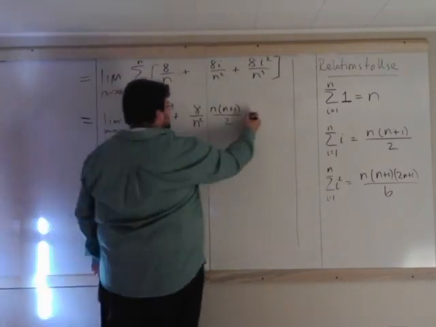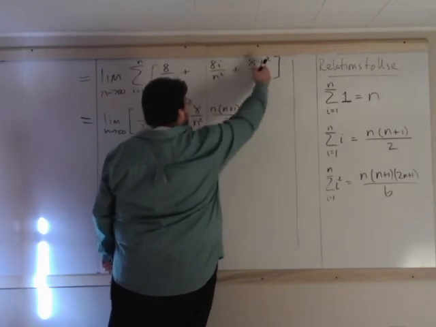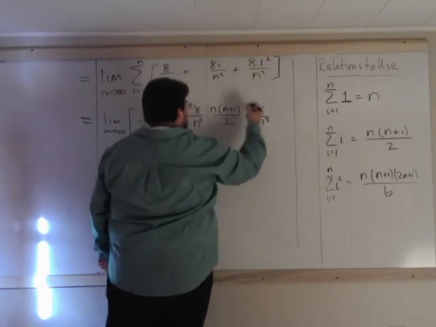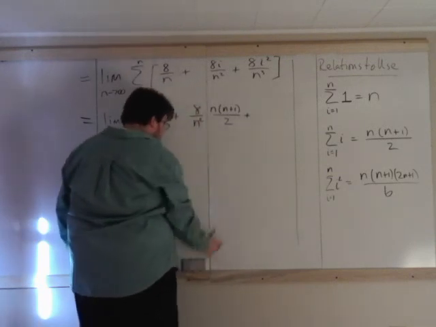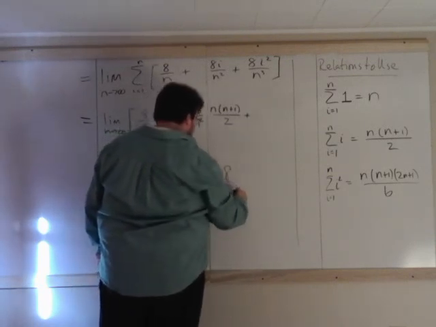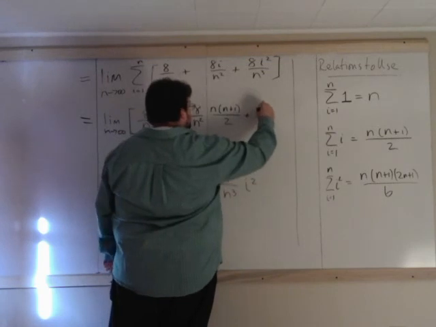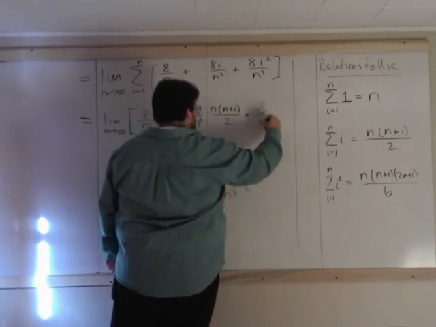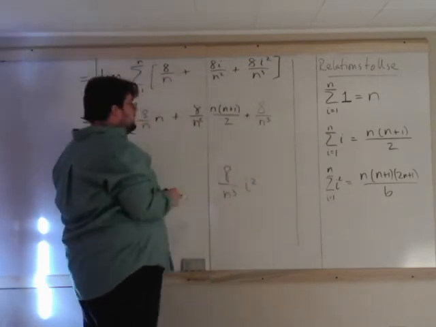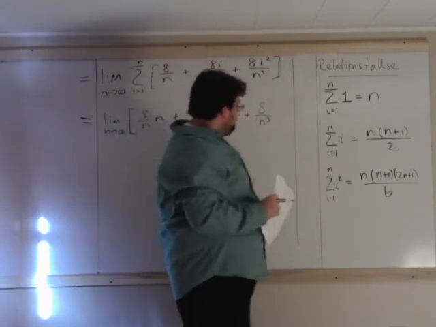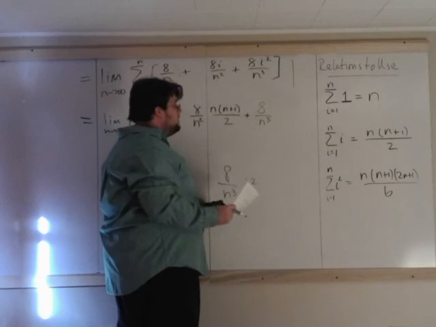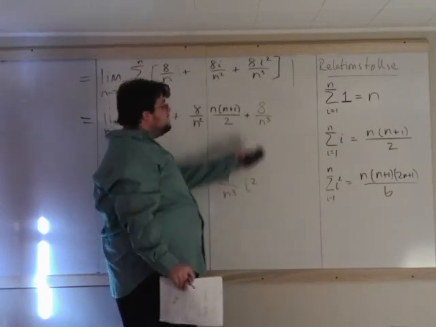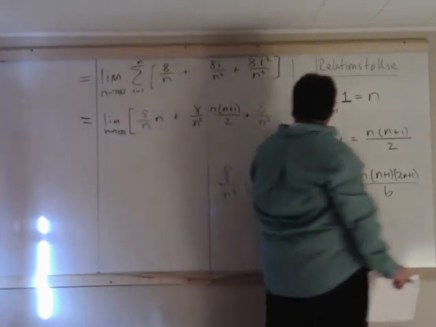Well, and then this last piece has i squareds on it. So we're going to pull out 8 over n cubed. If you pull out an 8 over n cubed, you have 8 over n cubed times i squared. Well, this formula here gives us the sum of i squared. We have 8 over n cubed times i squared, so we need to multiply it by the sum of i squareds.